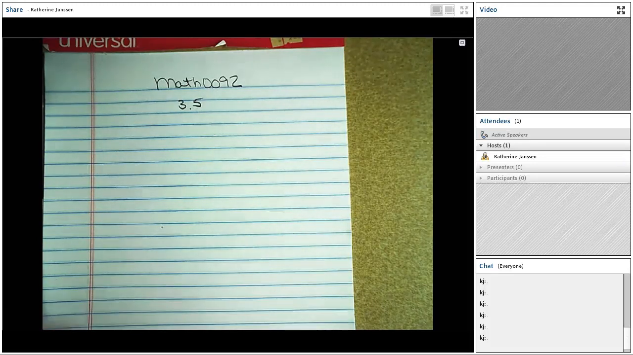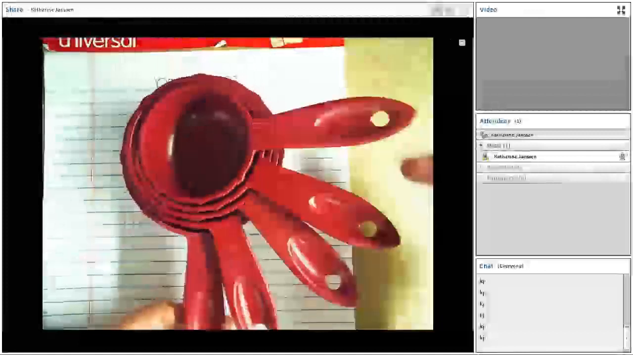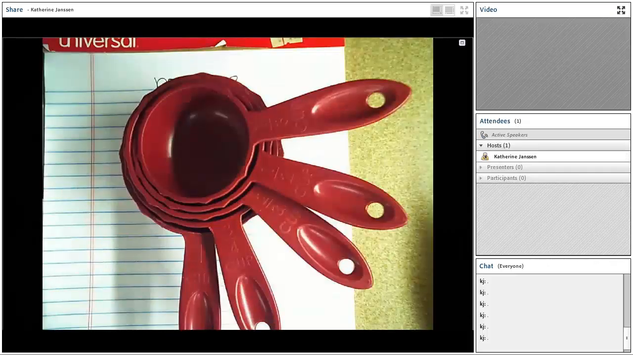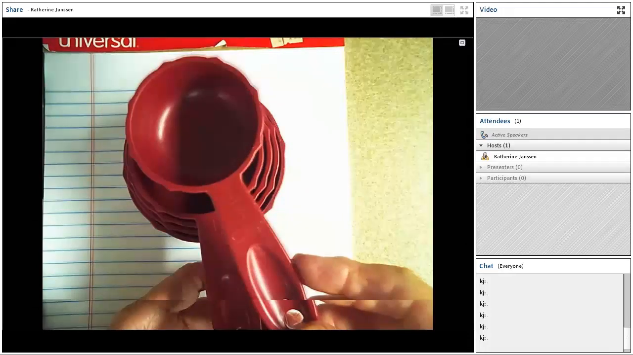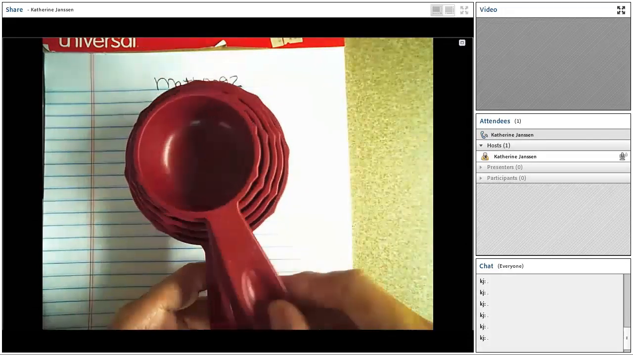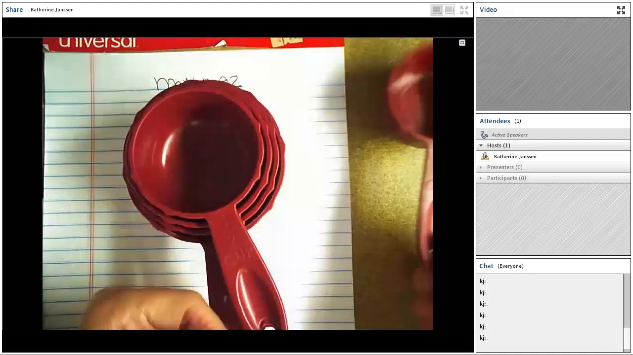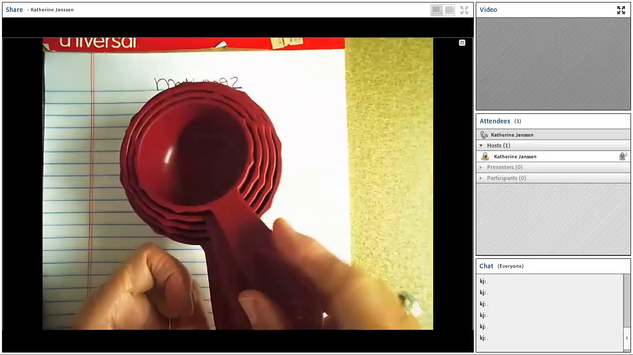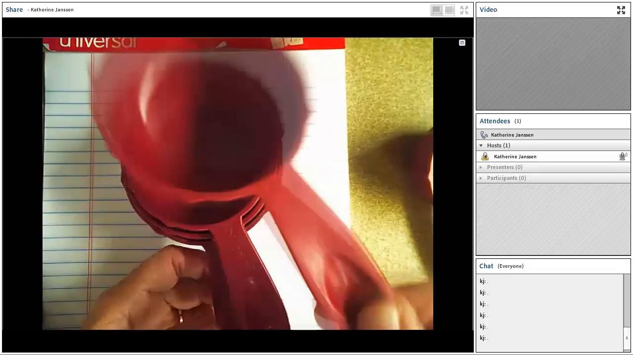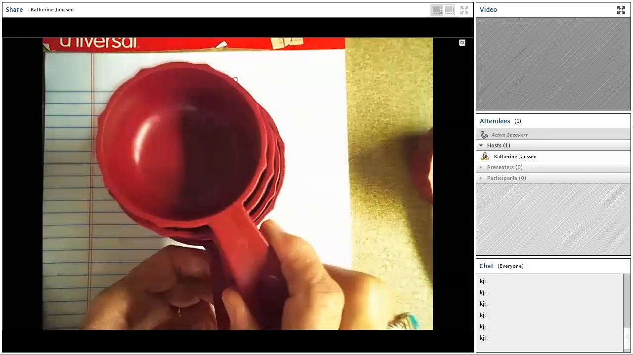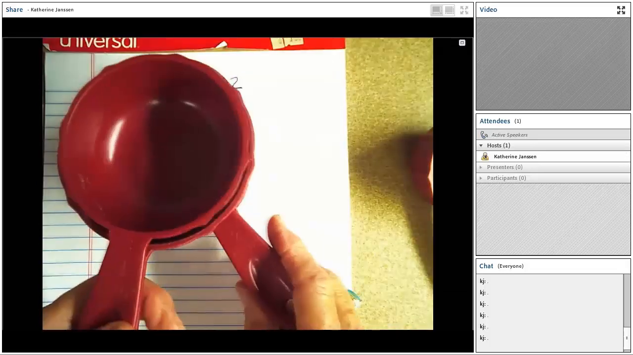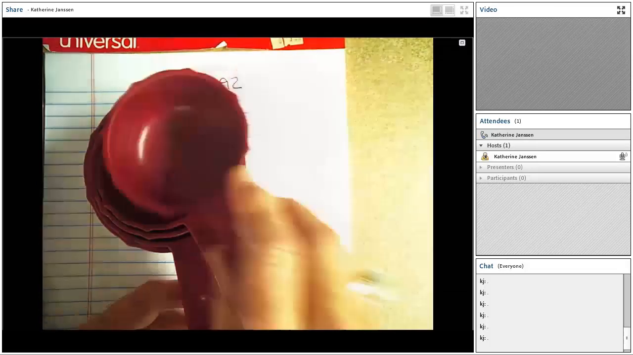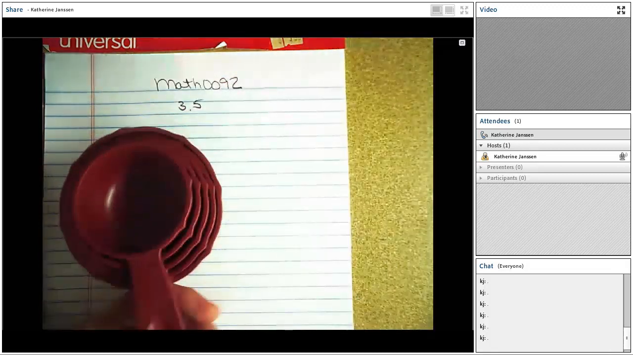So I brought my measuring cups today. And we're all kind of familiar with measuring cups, to demonstrate that obviously this measuring cup is smaller than this one because it fits in it. And this measuring cup is smaller than this one because it fits in it. But this cup is too large to fit inside, so it must be larger. So let's just pick up these measuring cup values.